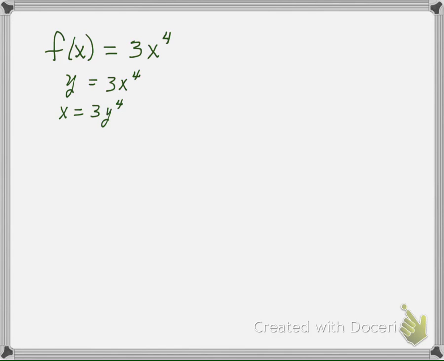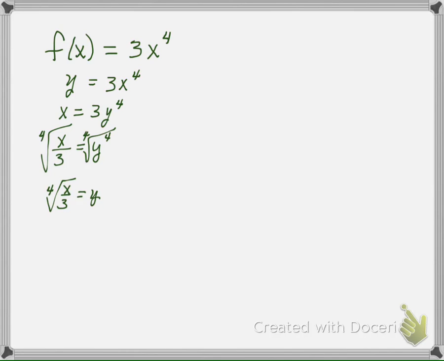And now what? Yeah, say it. Divide by 3. Okay. Would you take the fourth root? 4th root it, you bet. So I have the 4th root of x over 3 is equal to y.